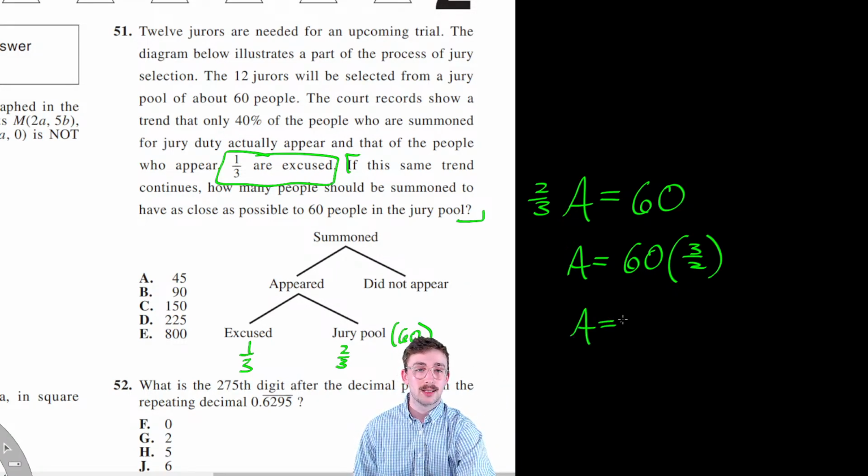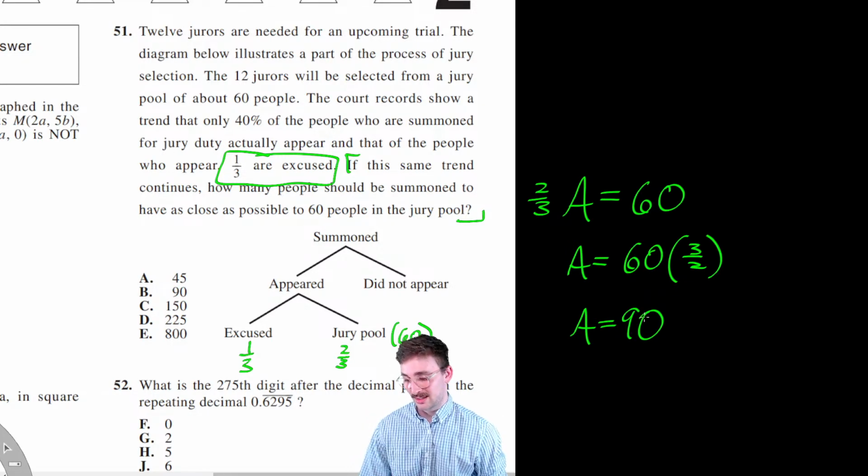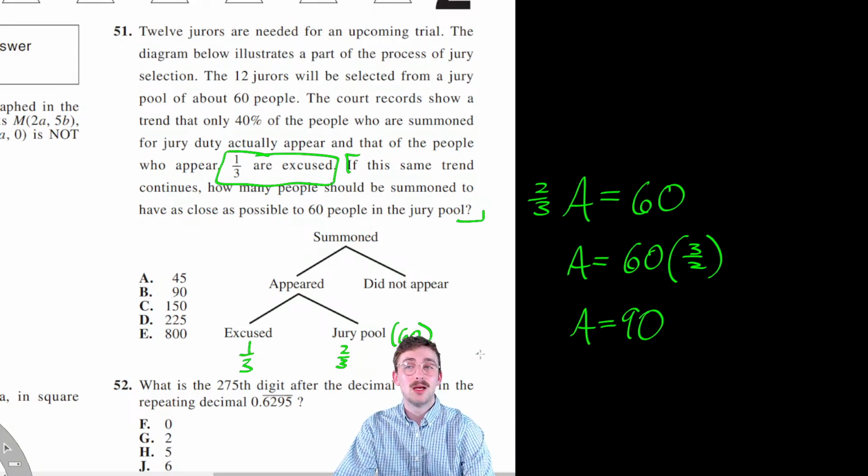Just keep in mind that you should really use your calculator for any basic arithmetic. I think it's a really good thing to do to be safe. But practicing mental arithmetic is also helpful. Okay, so we have A equals 90.